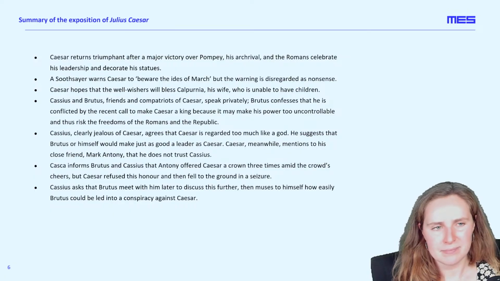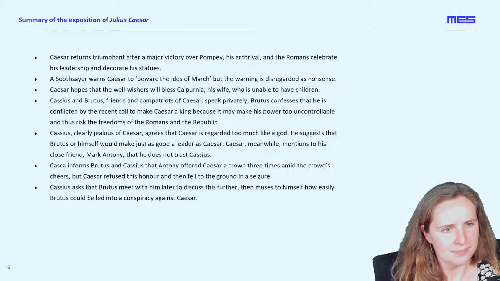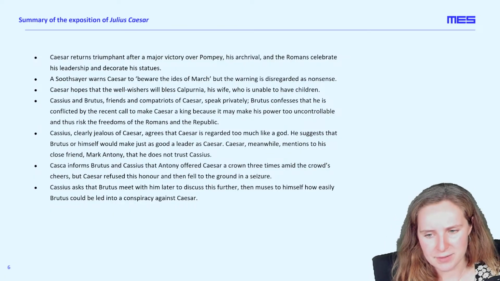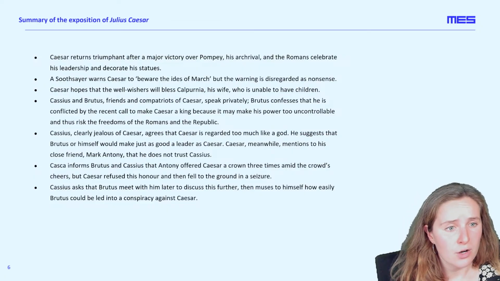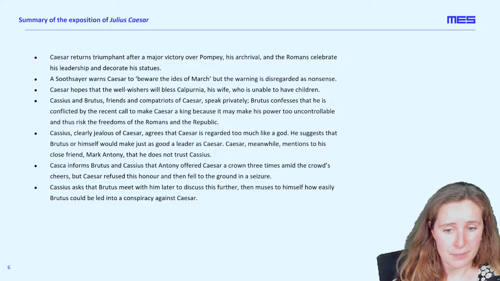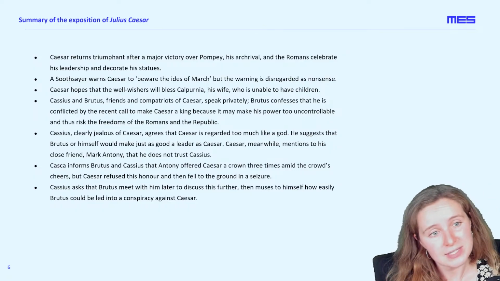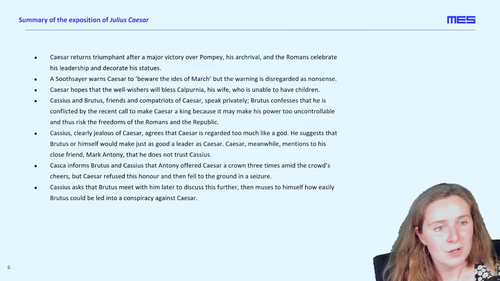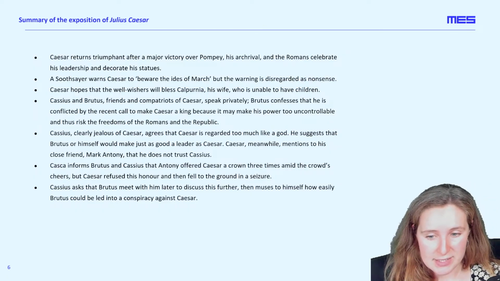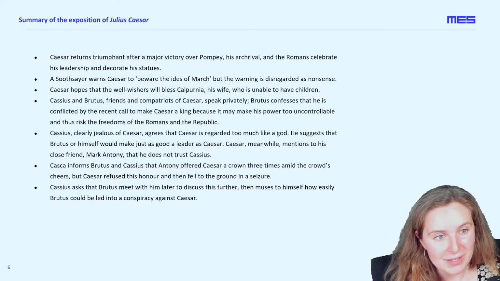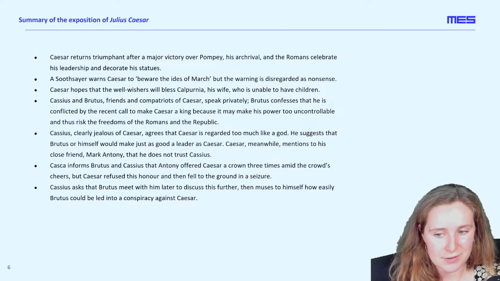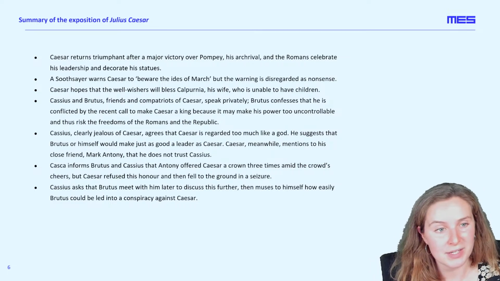He starts to talk badly about Caesar to Brutus, says he's regarded too much as a god, and he tells Brutus that Brutus is as loved as Caesar is by the people. Why isn't Brutus getting this credit? Any of the people in their circle would make just as good a leader as Caesar, but Caesar's the one who's getting all of this attention.